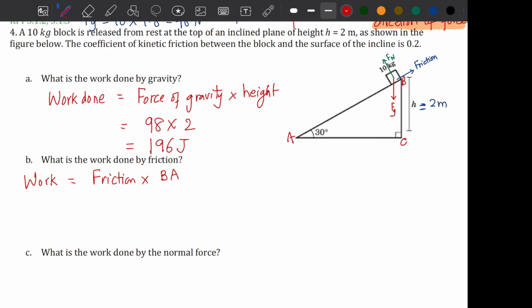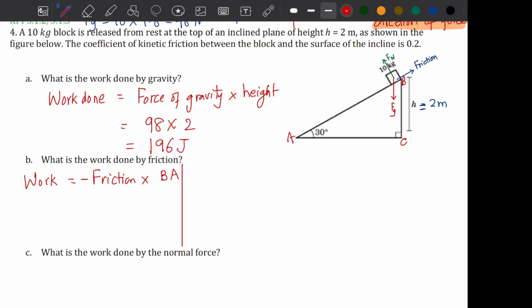Okay, and we can also write this work as negative. We will be writing it as negative work because friction always does negative work. Friction is always opposite to the movement of the object, so we'll write it as negative. Okay, now we want to find what's friction and what's BA. That's what we are going to do.